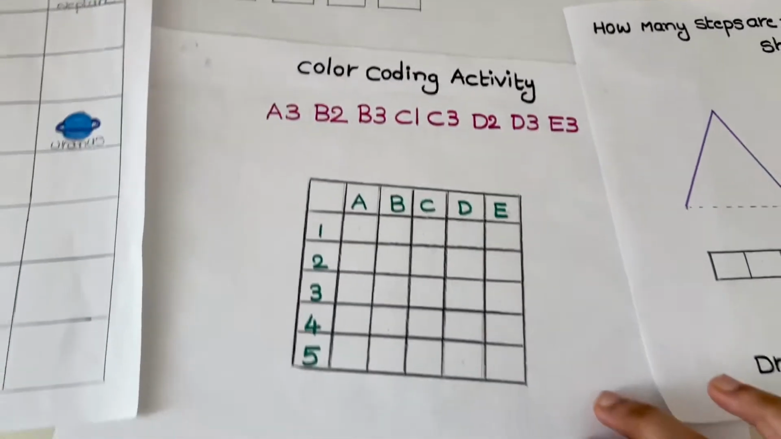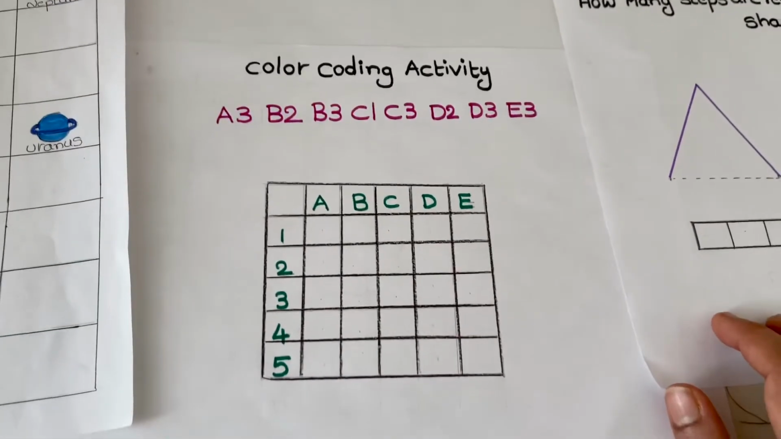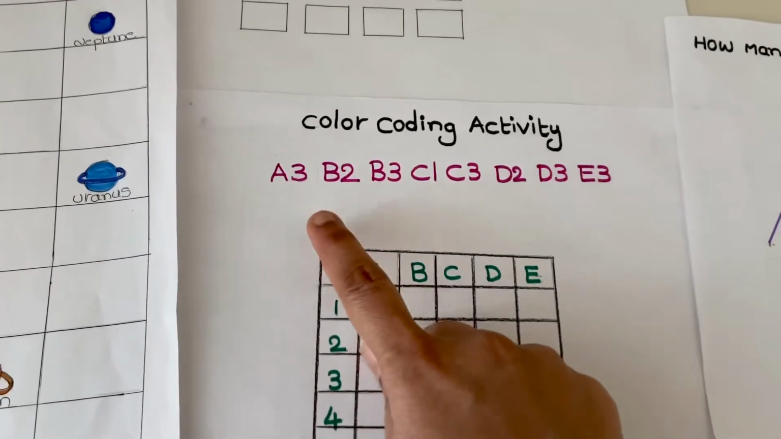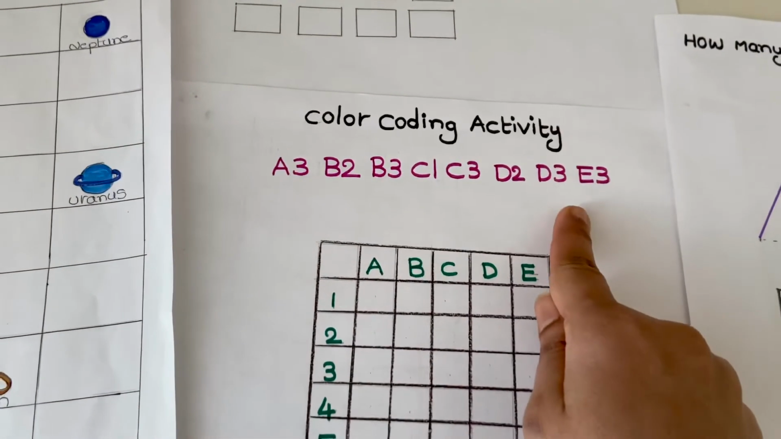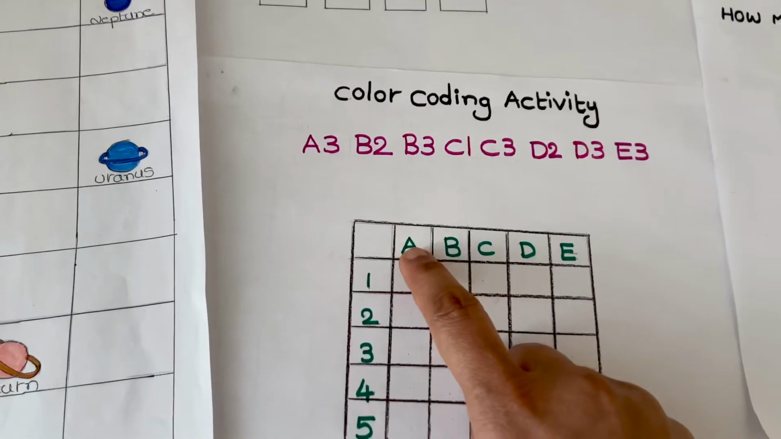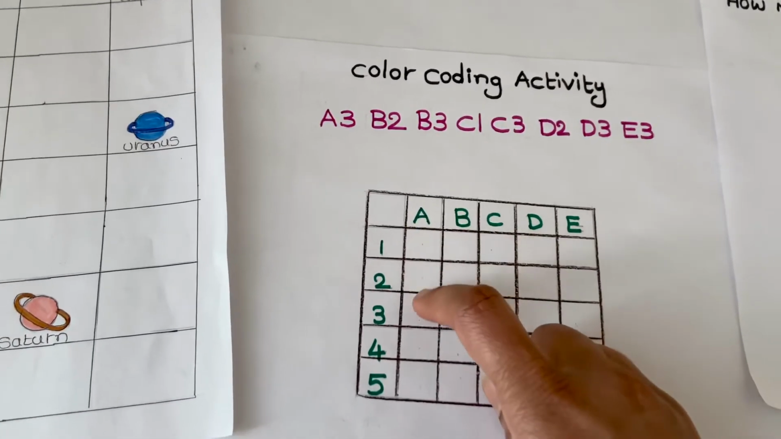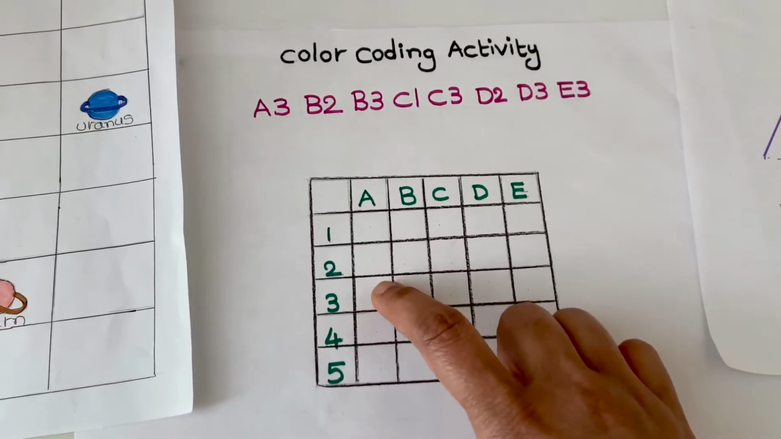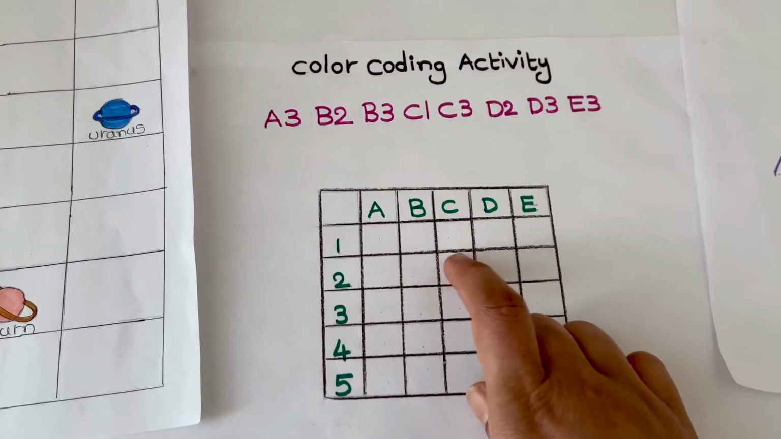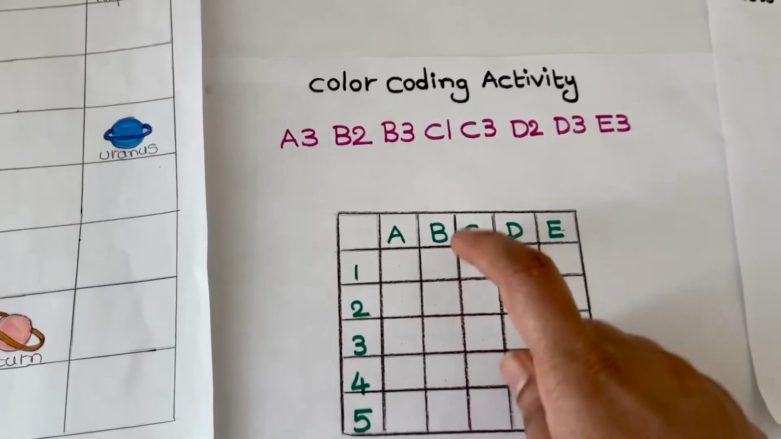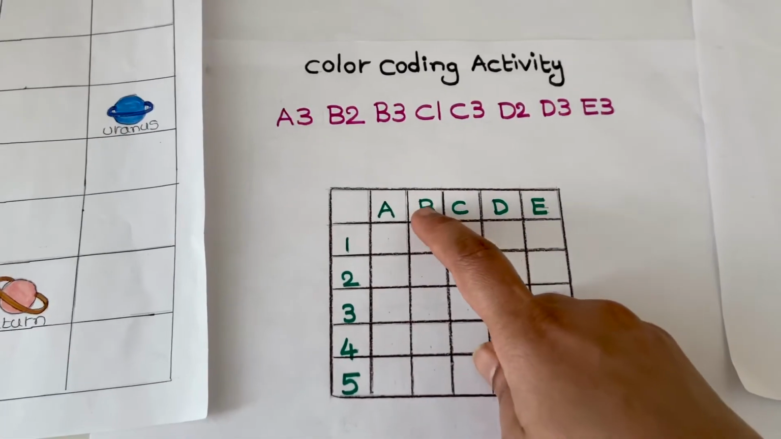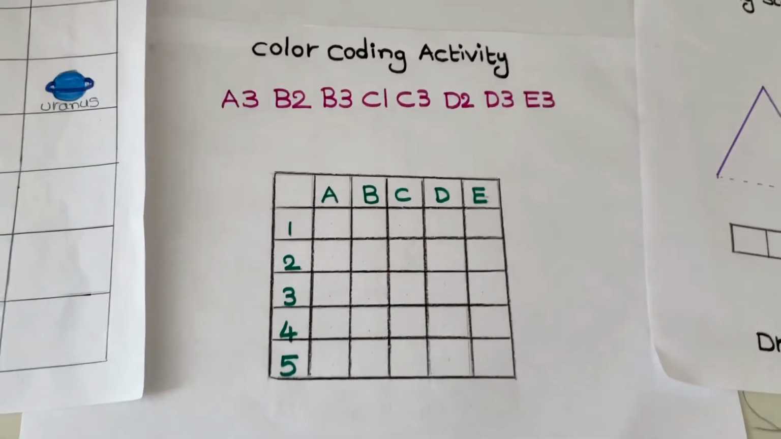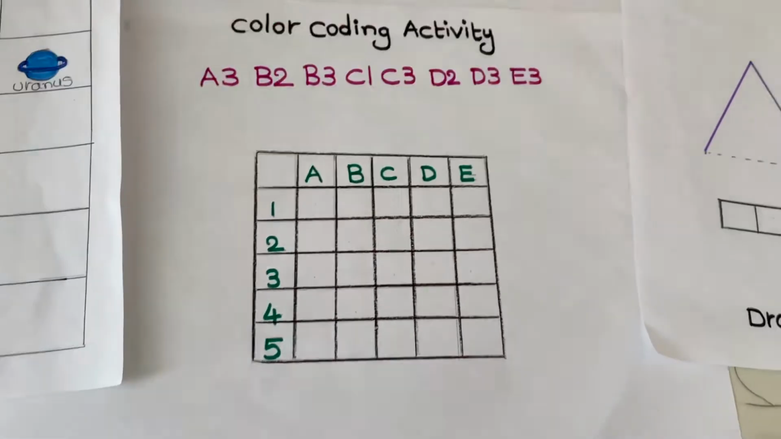And the third one is color coding activity. In this activity, I gave some codes here, like A3 means A here and 3 is here, this box. And what our kids need to do here, they color these code boxes, like A3 and B2 is here and B3 here. After they are done, they get one shape.